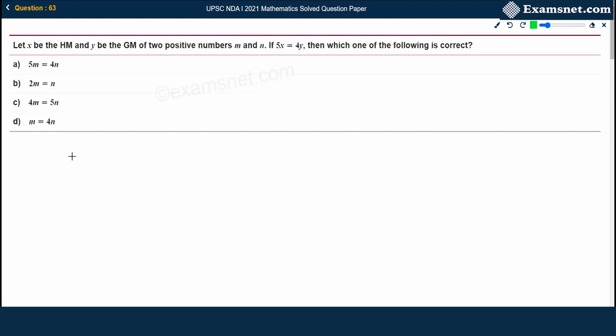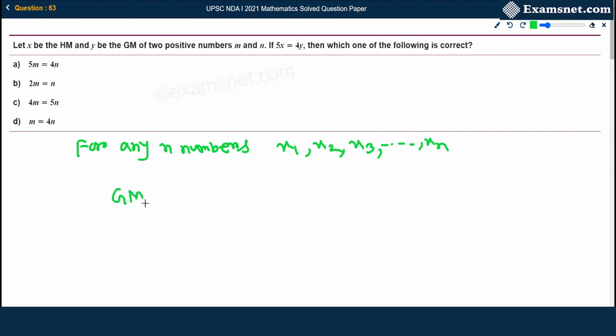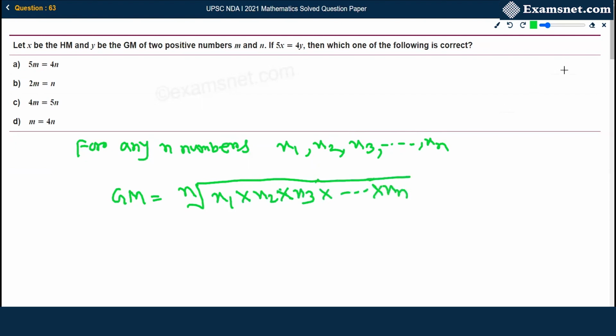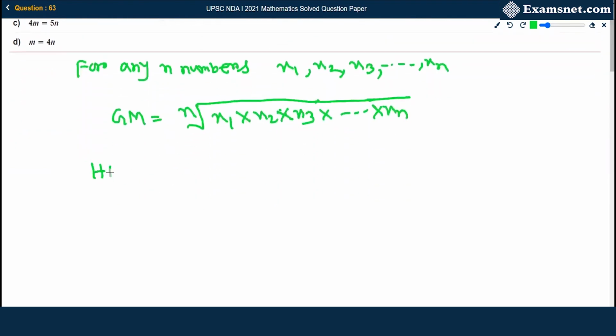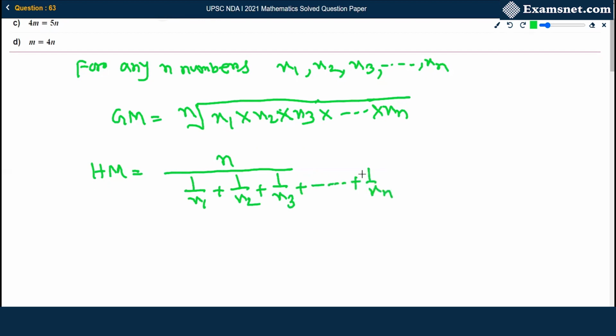First, let me say that for any n numbers, let's say the numbers are x1, x2, x3, up to xn, then the GM, the geometric mean, of these numbers is the nth root of the product of x1, x2, x3 up to xn, and the HM, harmonic mean, of these terms, since there are n numbers, is n divided by 1/x1 + 1/x2 + 1/x3 + ... + 1/xn.